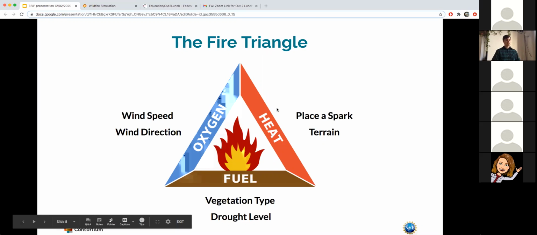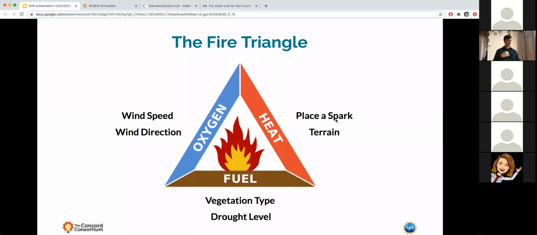And on the heat side, you can place a spark simulating a lightning strike or a discarded cigarette in the wrong place or an untended campfire, something like that. And also I put terrain on this side of heat, which seems a little weird, but we're actually gonna go through an example of that today to see why I put it here.